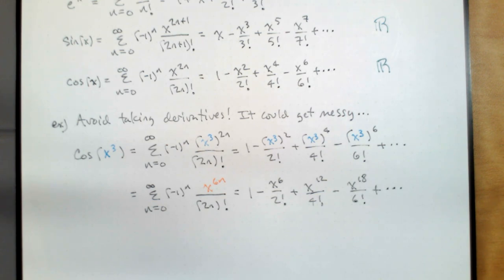We definitely would not want to be taking derivatives to find this Taylor series. When we plug in 0 to the function, we get 1, but we're going to get 0 for the next 5 derivatives. The first, second, third, fourth, and fifth derivatives are all going to be 0 when x equals 0. It's not until we get x to the 6th that we get 1 or negative 1. Then we'd have to take another 6 derivatives to get x to the 12th, just to find that the next coefficient is a positive 1.